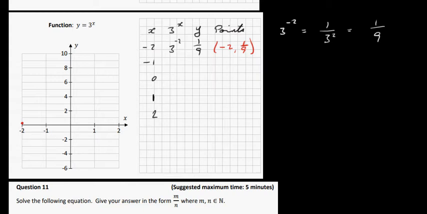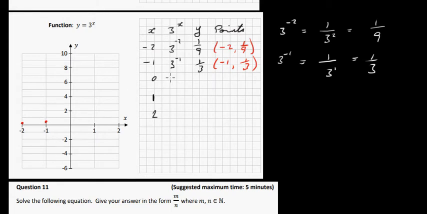Right, so let's do the next one then. We have 3 to the power of minus 1. Again, from your rules of indices, that's 1 over 3 to the power of plus 1, or just 1/3. So we have minus 1 and 1/3 here, a little bit higher. It's just going to be somewhere around here, let's say.